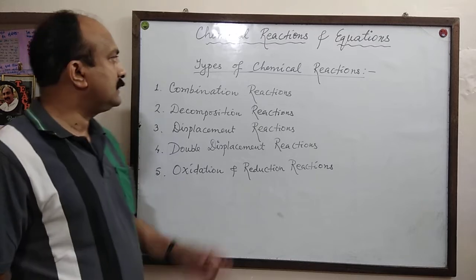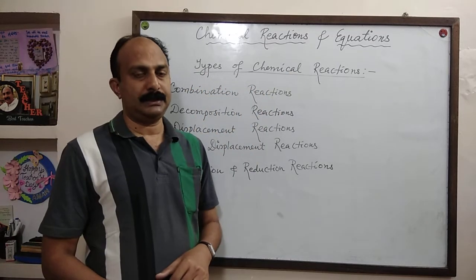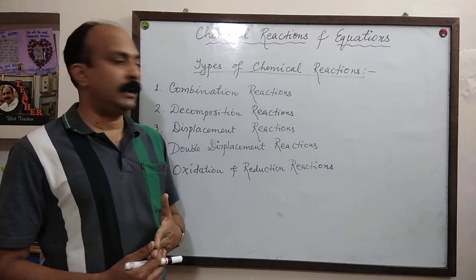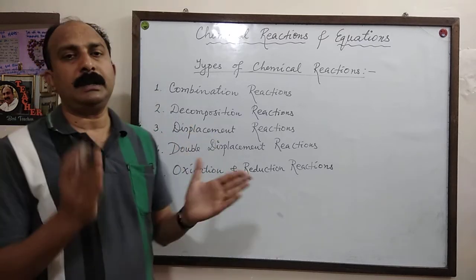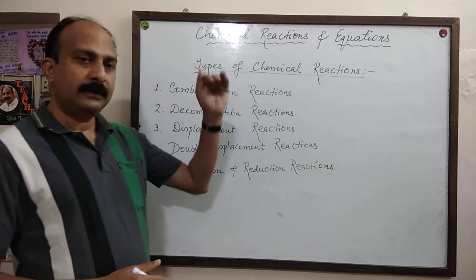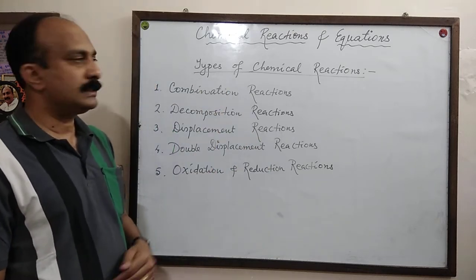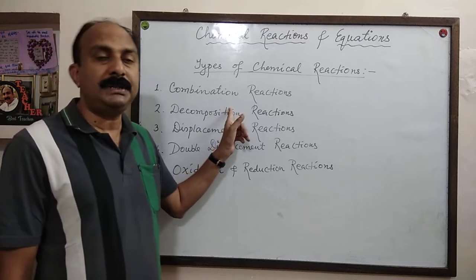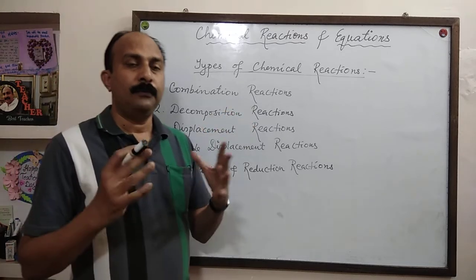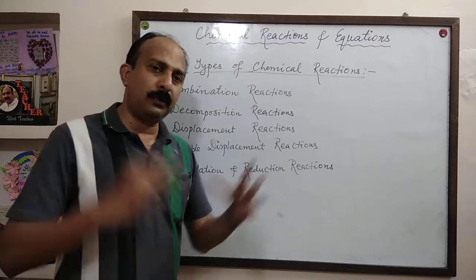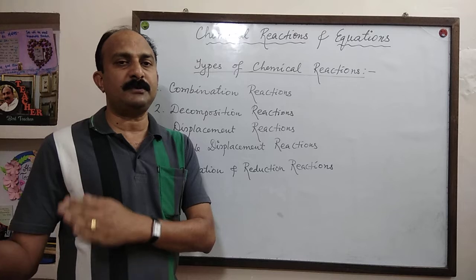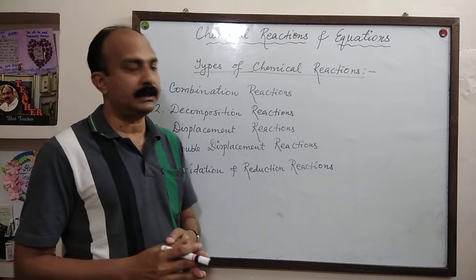Our next topic is types of chemical reactions. We are going to study 5 types of chemical reactions in this chapter. That will be the end of the chapter. Which are these 5 types? First one is combination reaction. What does it mean? When two or more substances combine together to form a single substance as product, it is called combination reaction.